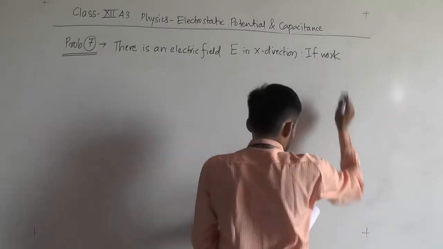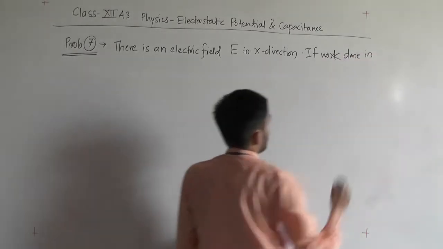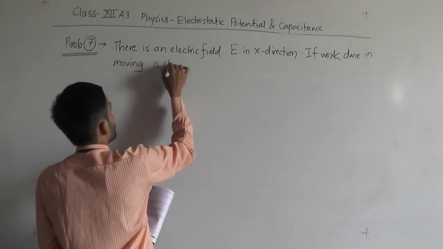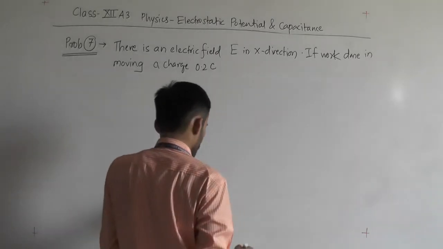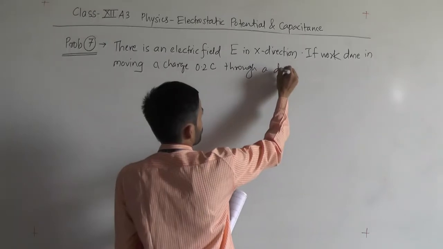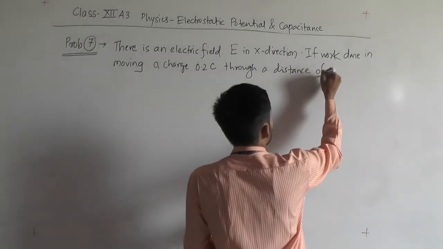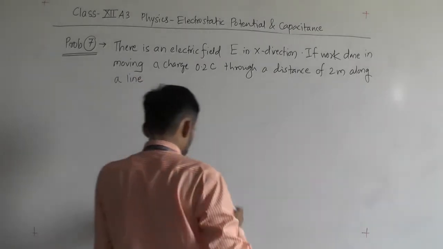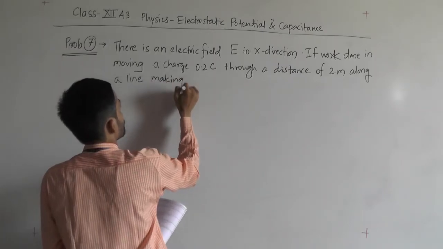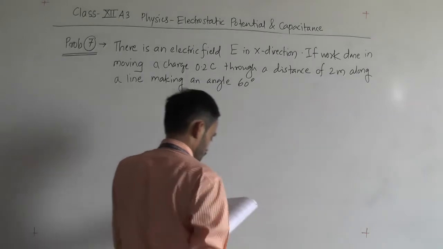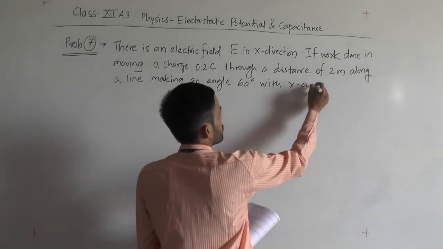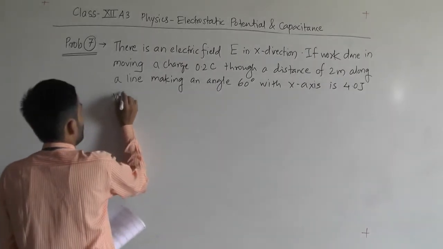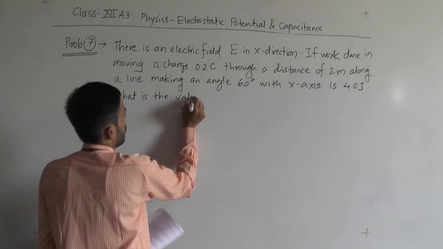If work done in moving a charge 0.2 coulomb through a distance of 2 meter along a line making an angle 60 degree with x-axis is 4.0 joule. What is the value of E?